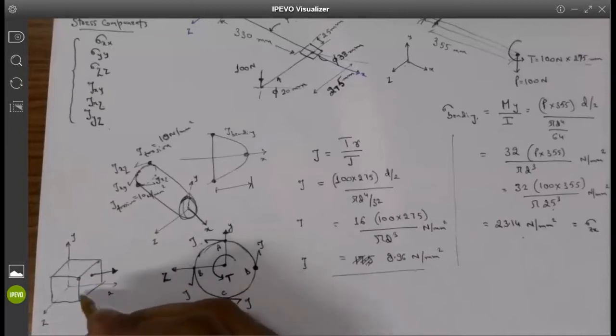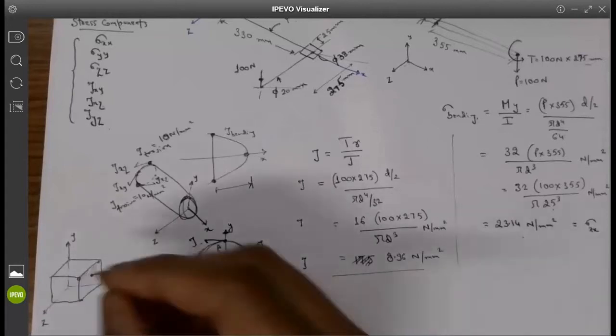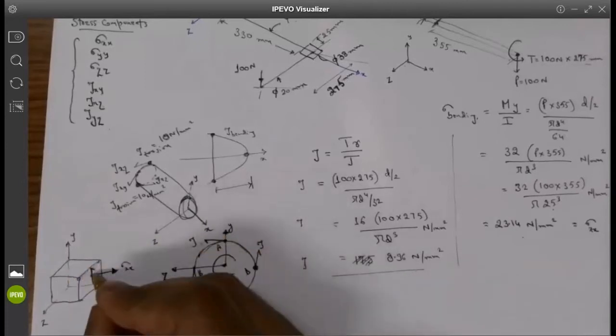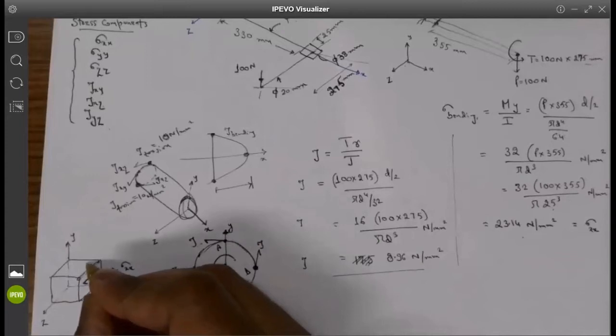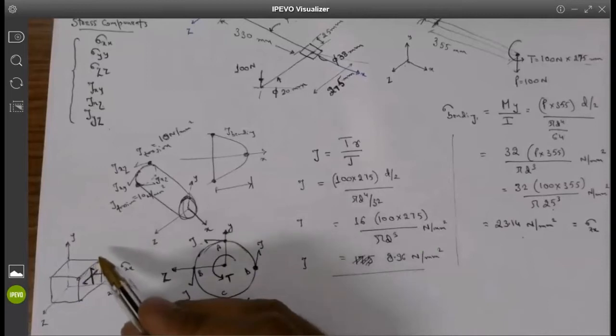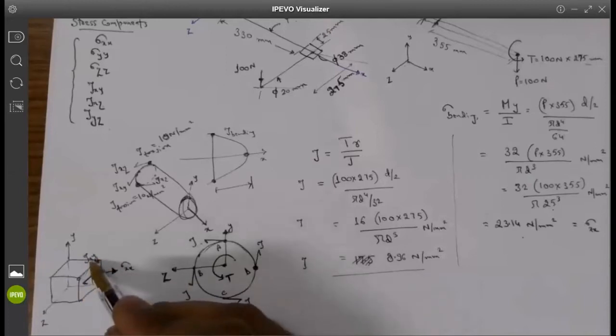The stress acting on this face is sigma xx, right? And then I have another stress component going this direction and this direction. Can somebody help me find out what this component will be? Tau xy. Tau xy, and the reason being that the first subscript represents the normal direction.